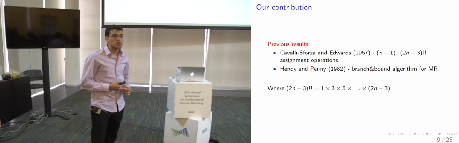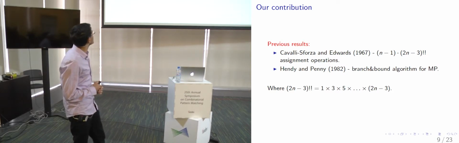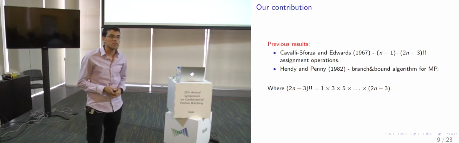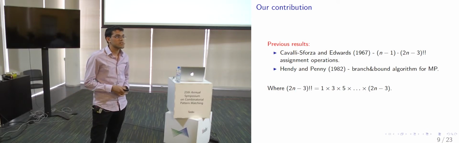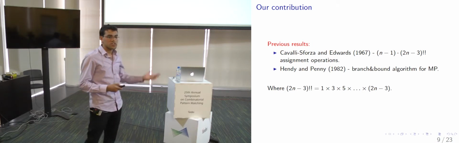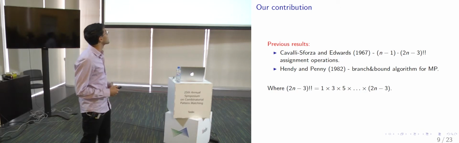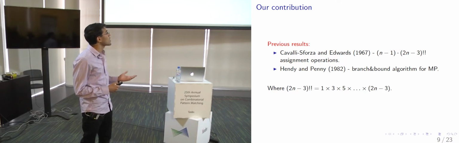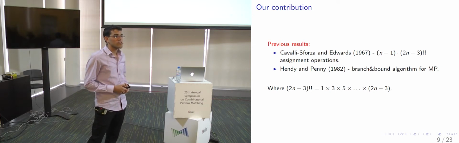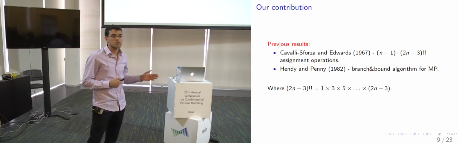Now I'll talk about our contribution, starting with previous results. The first is of Cavalli-Sforza and Edwards. Cavalli-Sforza and Edwards survey different models for phylogenetic reconstruction, one of them is the parsimony model, and in their approach they have (n-1) times (2n-3)!! assignment operations, where (2n-3)!! is the double factorial, the product of all odd numbers up to 2n-3.